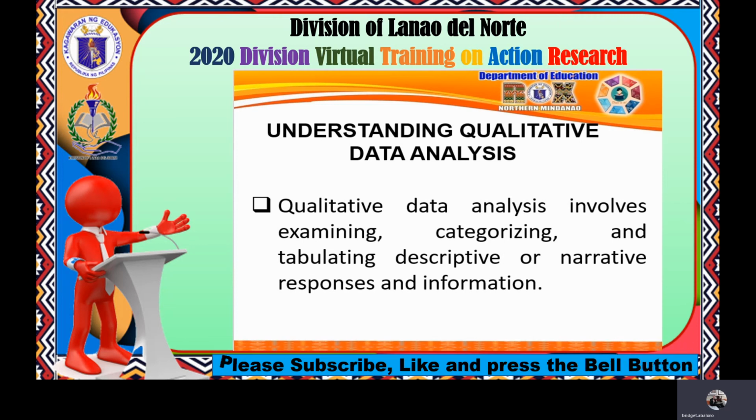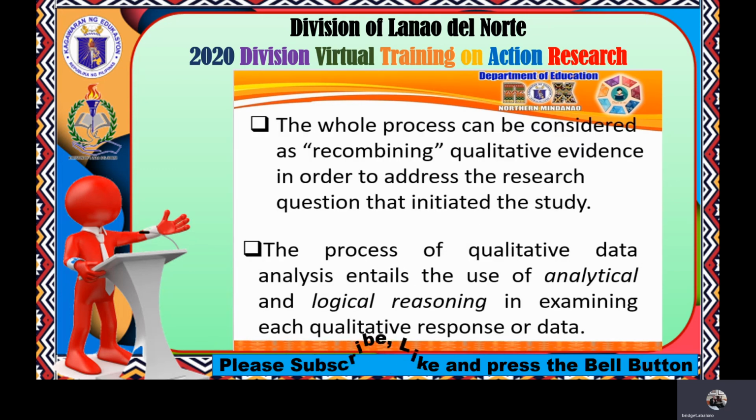What do you mean by data analysis, particularly in a qualitative design of your action research? Qualitative data analysis involves examining, categorizing, and tabulating descriptive or narrative responses and information. The whole process can be considered what we call recombining. This recombining serves as qualitative evidence for you to address the research question that initiated the study.